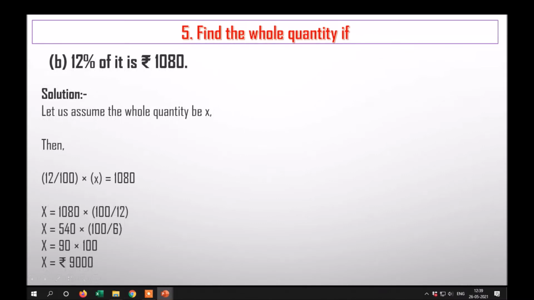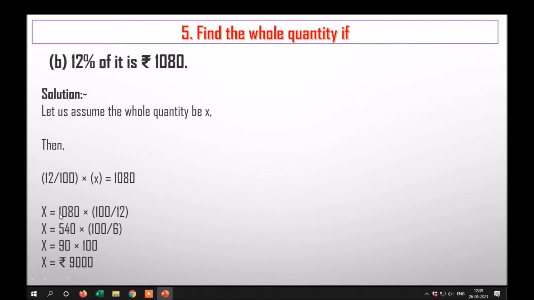12% of it is rupees 1080. So let us assume the whole quantity be x. So 12 upon 100 into x equals to 1080. We will bring this 12 upon 100 this side. So it will reverse. So 1080 into 100 upon 12.